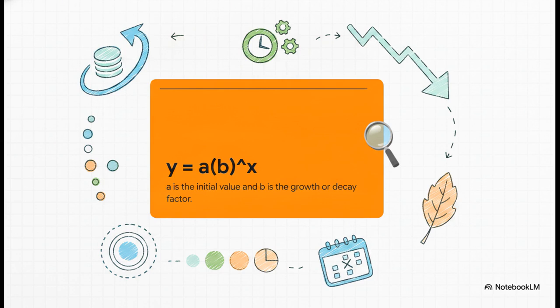So here's the crucial point. A represents your initial value. That's your starting amount before any time has passed. And b, well, that's your growth or decay factor. It's the multiplier that dictates exactly how quickly that starting amount changes over a specific unit of time. And that time, it's represented by our exponent x. Honestly, the fact that x, our time variable, is literally up in the exponent is exactly what makes this an exponential model rather than just a linear one.